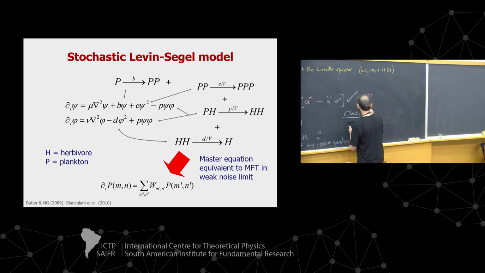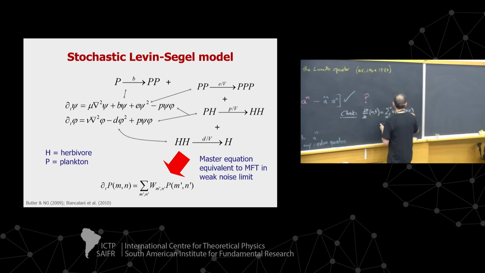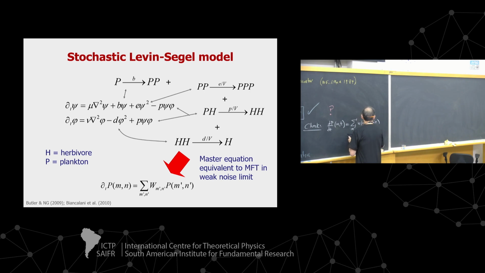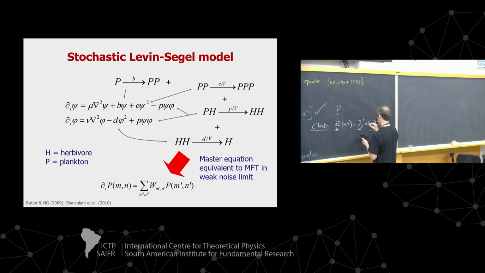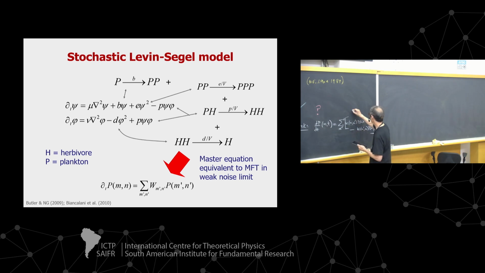And what you can check is that the Liouville equation leads to the equation dp/dt of m and t, the number of particles of this thing, is of this form: the sum over m prime of w(m prime to m) p(m prime, t) minus w(m to m prime) p(m, t). And this is a sum over m prime. So it looks something like that. So these w's here are the rates of the transitions.